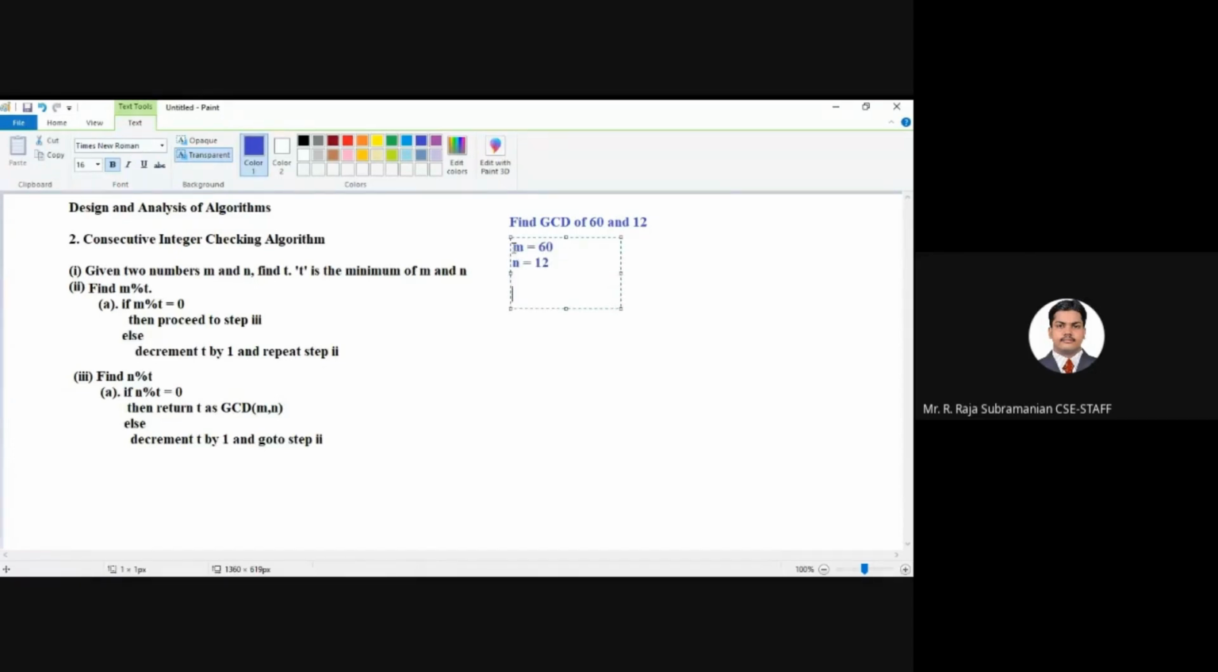Now, what is my first step? t is equal to min of m comma n, which is min of 60 comma 12. So what is my t value? 12. Min of 60 comma 12 will be equal to 12. So this is also exactly dividing, right?